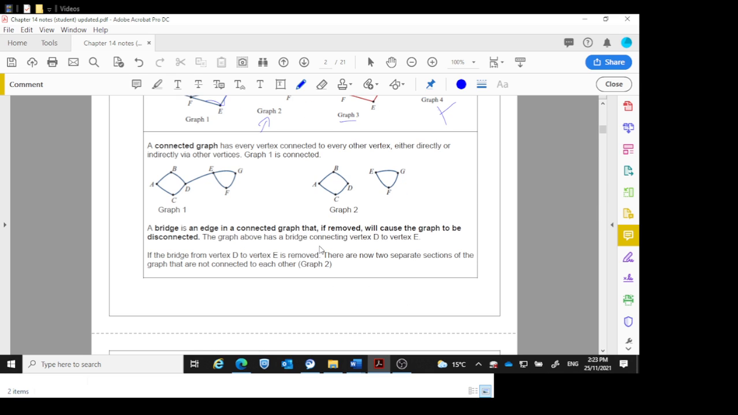A connected graph means that we are able to get from one place to another, from one vertex to another. A is a connected graph. We have this section connected to this section by this, it's called a bridge, but that's it. But graph 2 is not connected. There's no way we can get from this slot to this slot over here.